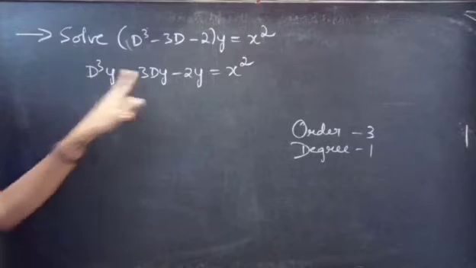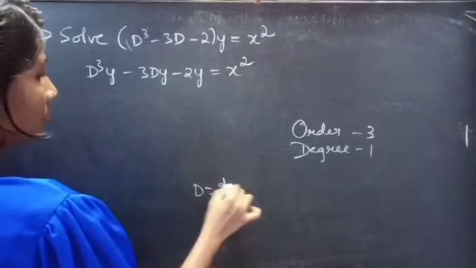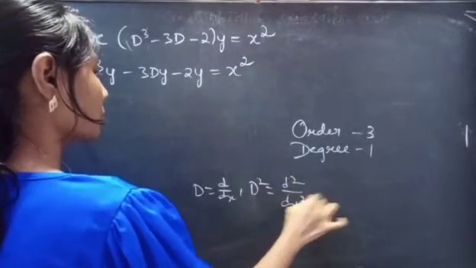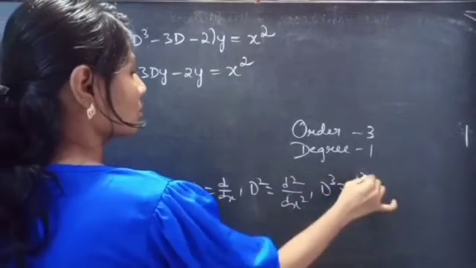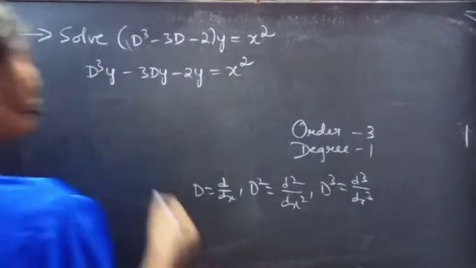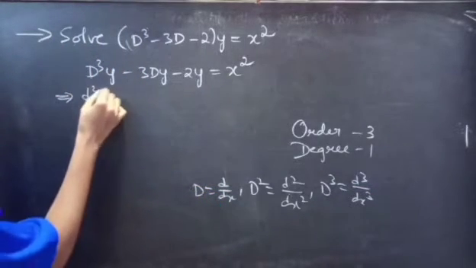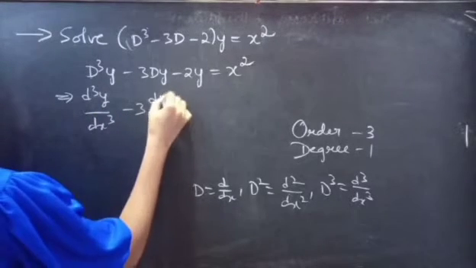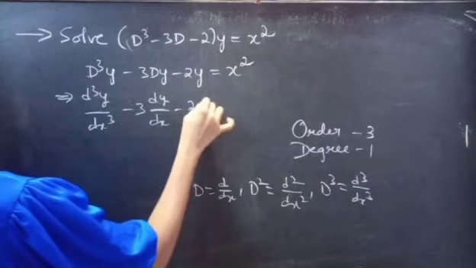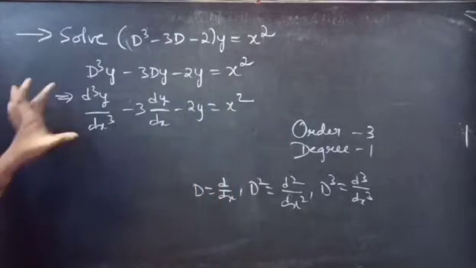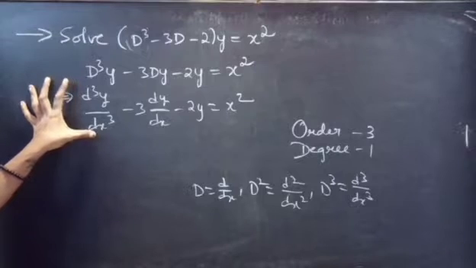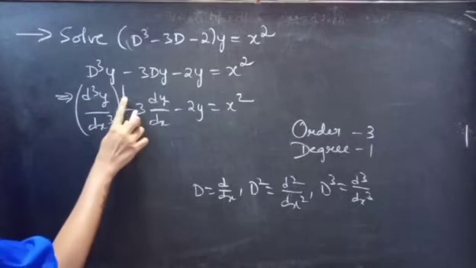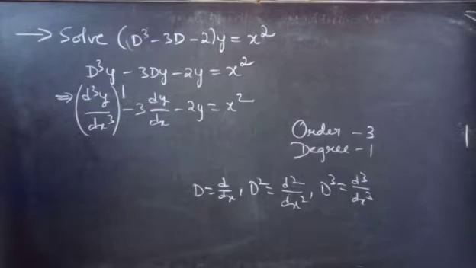We know that D is a differential operator, right? Then D square is d square by dx square and D cube is d cube by dx cube. Now we can write our equation as d cube y by dx cube minus 3 into dy by dx minus 2y equals x square. Here d cube y by dx cube is the highest derivative, so our order will be 3. And the highest power of the highest derivative is the degree. Degree is 1. Right?